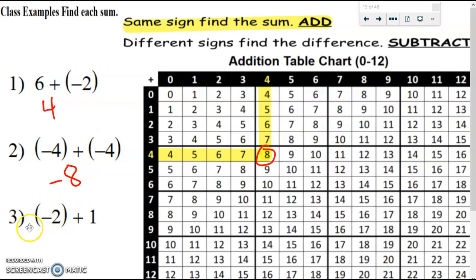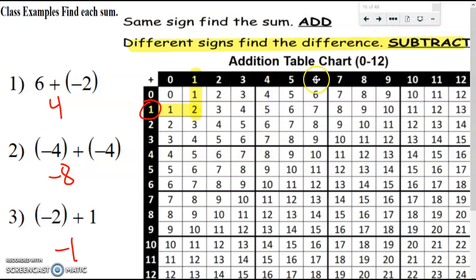Alright, let's look at number 3. On number 3, we've got different signs, so we find the difference, which means we're going to subtract. We're going to start here at 1, go all the way down to 2, and then go over to 1. And since the 2 is larger than the 1, absolute value-wise, we're going to make it negative.